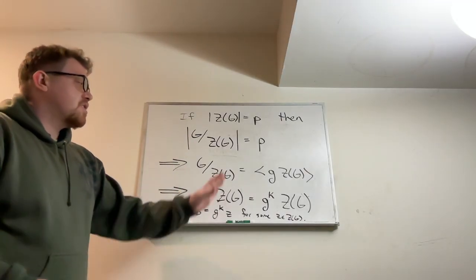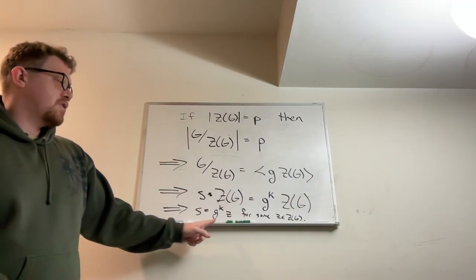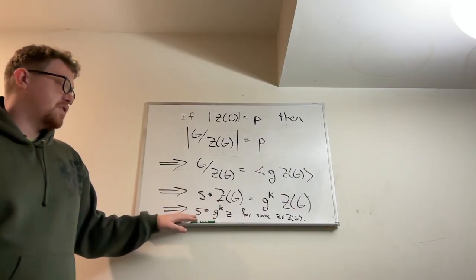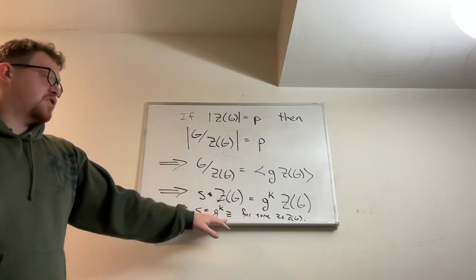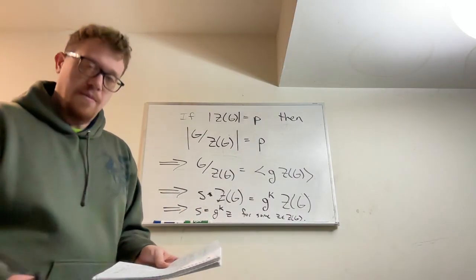Okay, so essentially the whole argument rests on the fact that every element of the group, therefore, is some g^k z, where z is from the center and k is some integer. And we just want to show that two such elements that look like this automatically commute with each other.